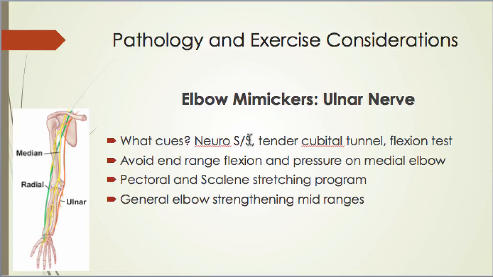Again, signs and symptoms, tender in the cubital tunnel. So a little funny bone. We bang our tissue right behind the medial epicondyle. That's where the ulnar nerve runs, and that can cause tingling down the arm, right? And if we flex the elbow maximally and hold it there, people will have symptoms down their forearm. Those are signs of ulnar nerve compression.